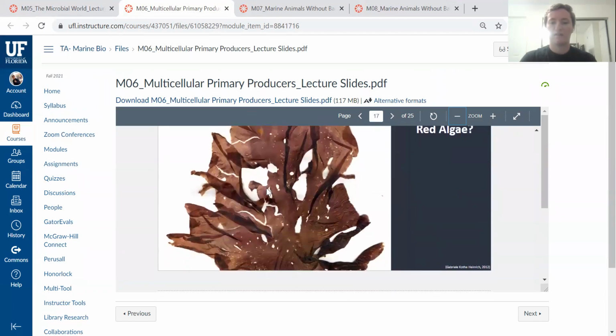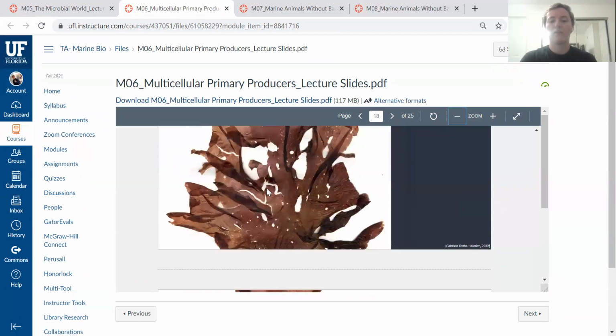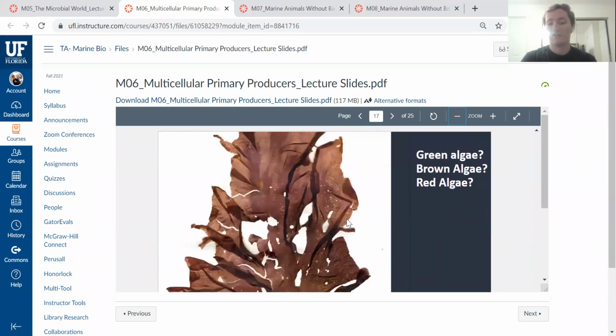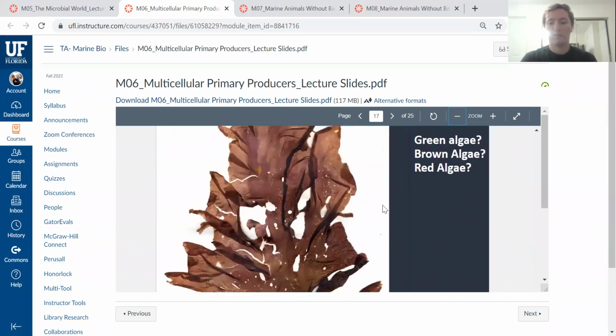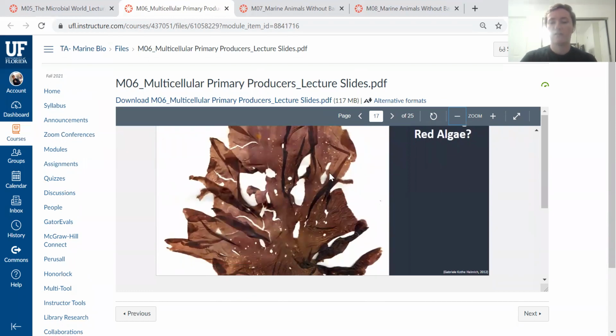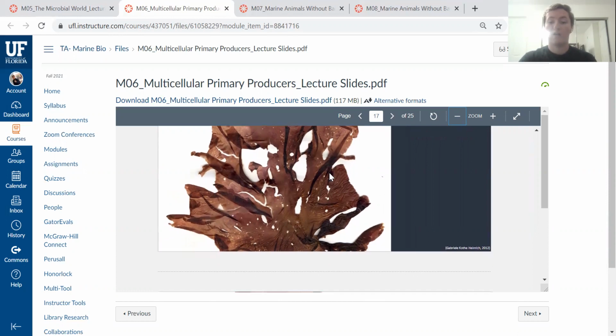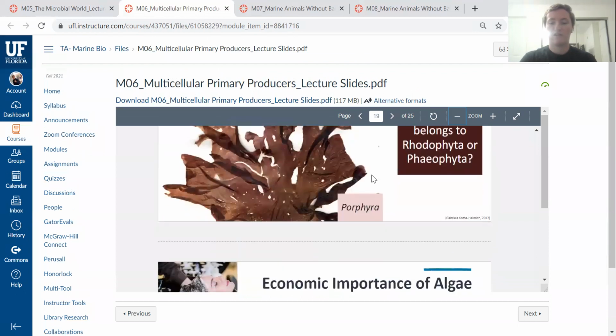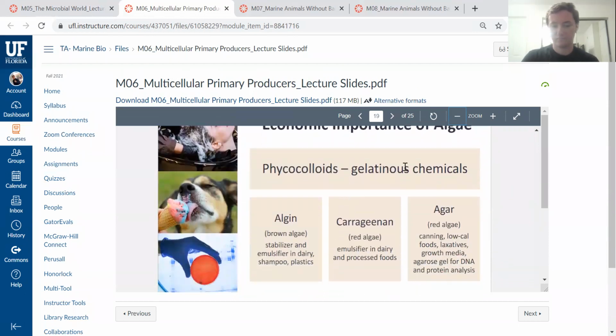And then you get into something like this, and it's hard to know, but I would definitely go and review your PlayPosit question on how to identify this, because it looks red, it looks brown. So what could it be? I definitely go and revisit exactly how you can differentiate between red, brown, and green algae. And I know Dr. Meadows put a PlayPosit question in there, so I definitely go and figure out exactly how you can identify them.